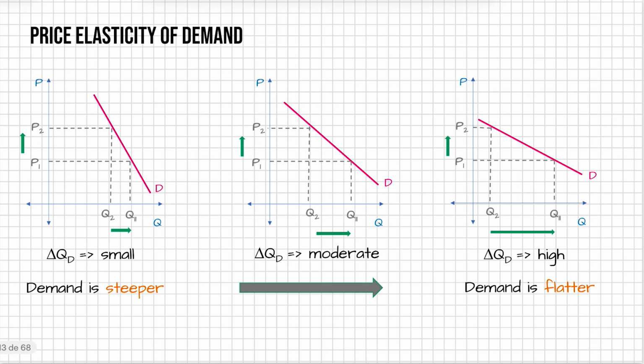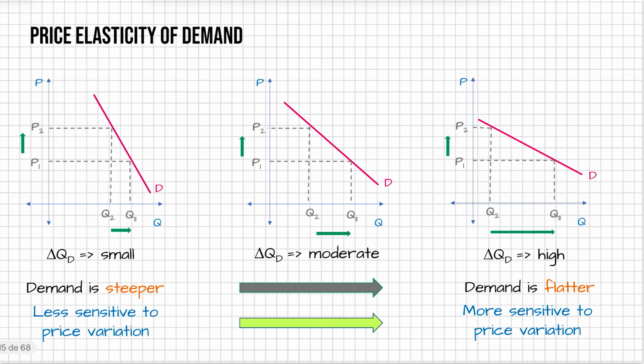So the steeper the curve, the less sensitive the demand. The flatter the curve, the more sensitive the demand. Now, how do we measure this sensitivity mathematically?